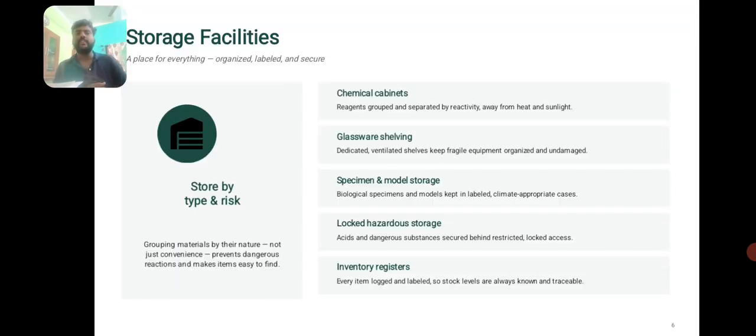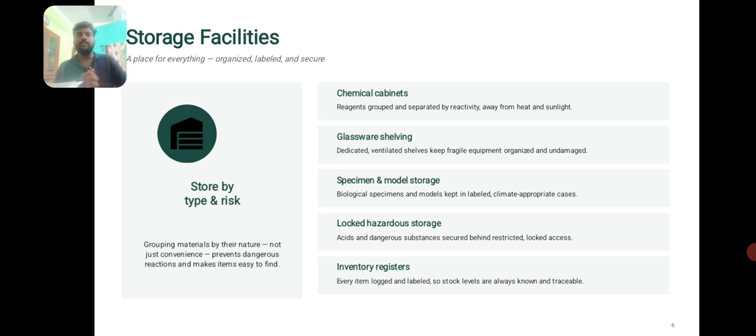Next, storage facilities. A safe lab means having a specific and organized place for everything, an organized place for storing extra things or extra equipment, like chemical cabinets. Chemicals are grouped by how they react, and kept away from heat, direct sunlight, and other extra measures. Next, glassware shelving.